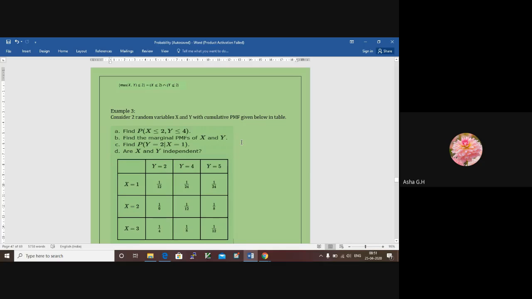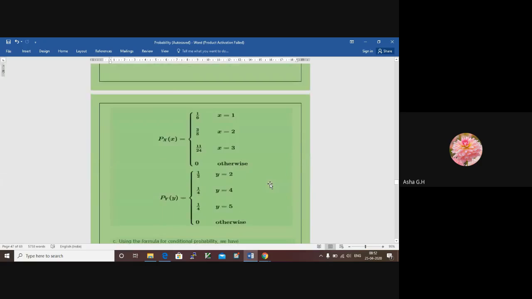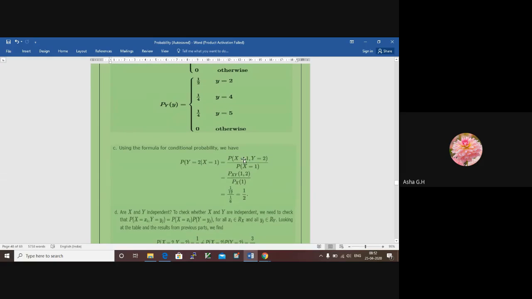Don't get confused with that. Now, by definition, conditional probability of y is equal to 2 given x is equal to 1 is probability of 2 comma 1 divided by probability that x is equal to 1. That is the meaning. See here.